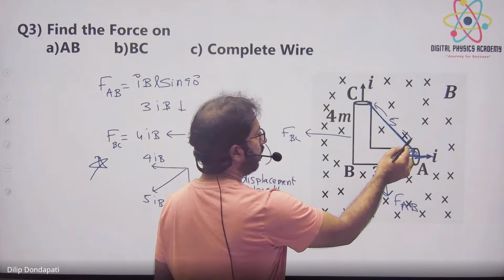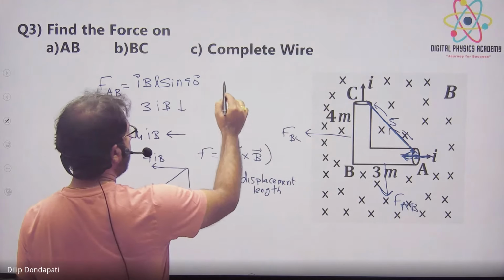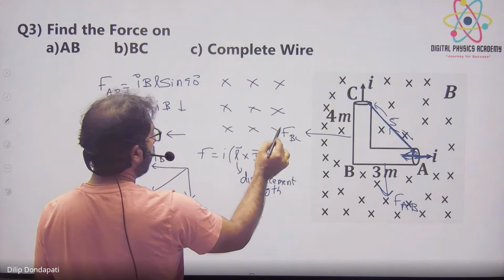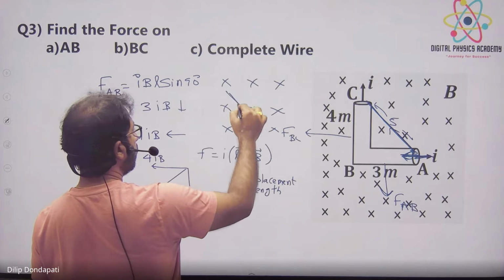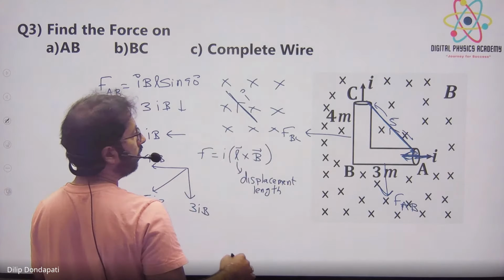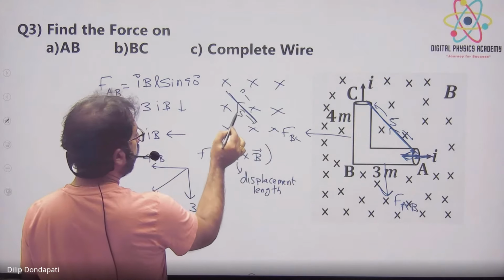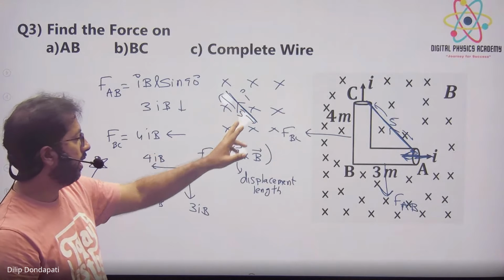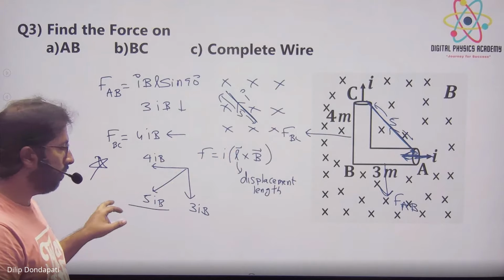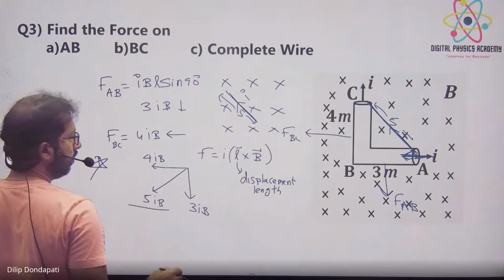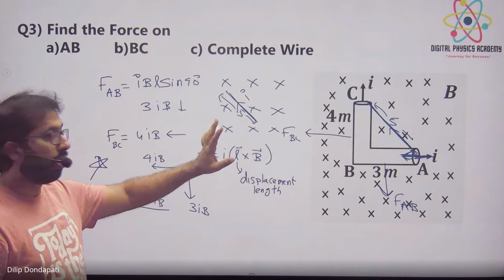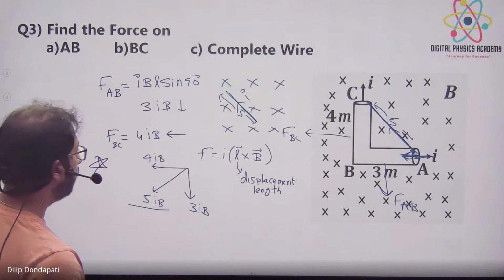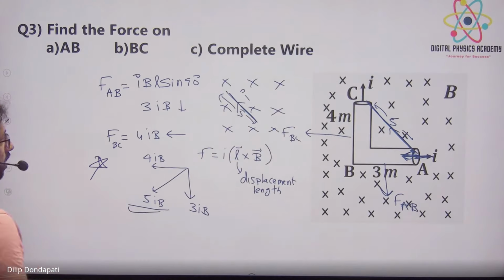Now that means indirectly, whenever they ask about the complete wire, there is only one wire. The current is going like this, and the length is 5. Now what is the force acting, by the formula? IBL, so 5IBL. Always take the displacement length in I into L and solve: 5IB. So the answer is 5IB for the complete wire.